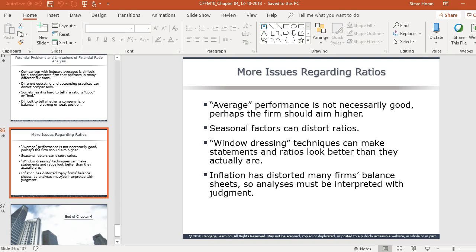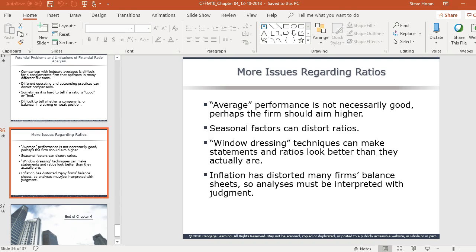Other things that ratios won't tell us is what percent of sales come from a certain product line, what percent of sales come from just one customer or a few customers, who's your major supplier? Do you have just one major supplier? Do you have several? Where do your customers live at? Are they all overseas? Are they dispersed throughout the country?